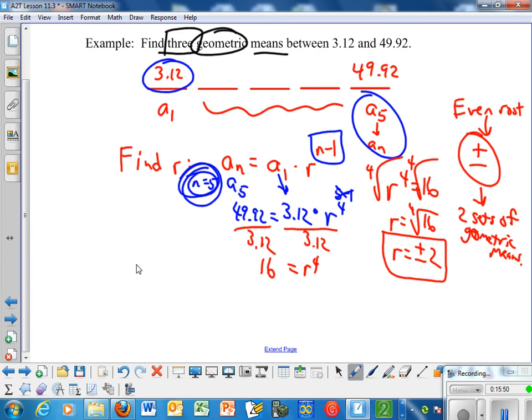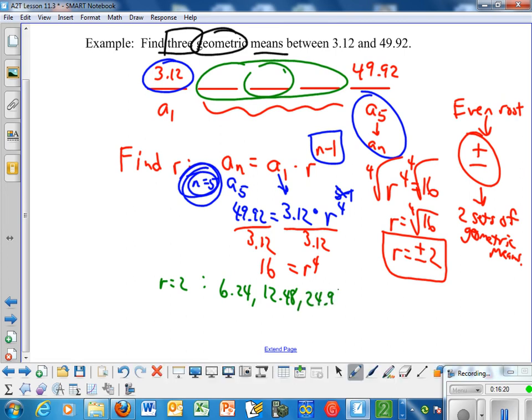So when you list answers, here's what I would do. When r is positive 2, the geometric means, we're finding these three missing values. I would take 3.12, multiply by 2. So it would be 6.24. And then the next blank, this one right here, multiply by 2 would be 12.48. Multiply that by 2, it'd be 24.96. There's one set when r is equal to 2.